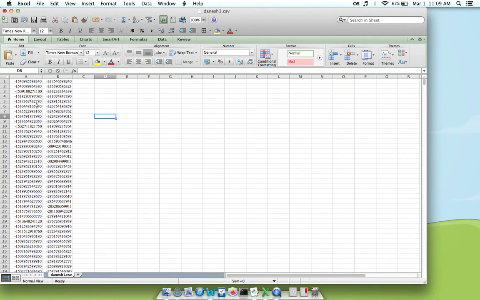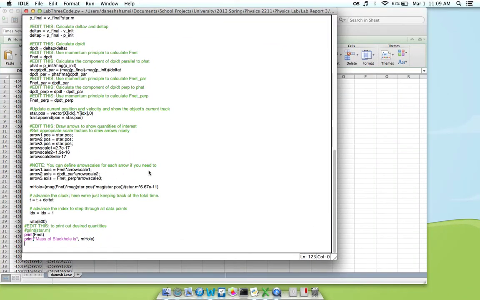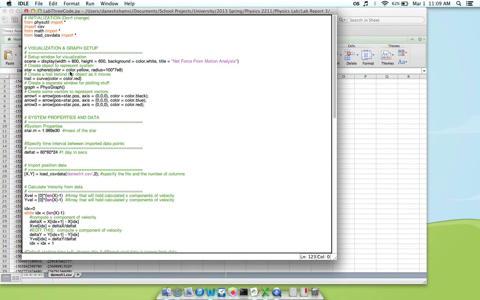Here is all the position data of the star that I was given. I'll show how this was used in the VPython code to calculate the mass of the black hole. At the beginning of my code, you can see that I inputted the mass of the star as 1.989 times 10 to the 30th. Additionally, the time step is equal to the number of seconds in one day.